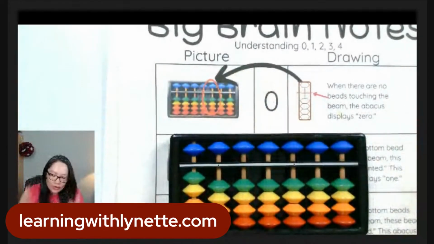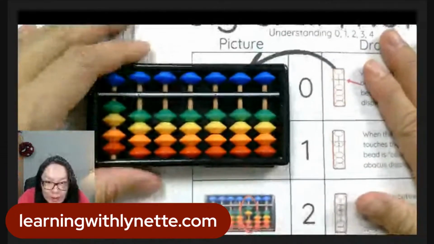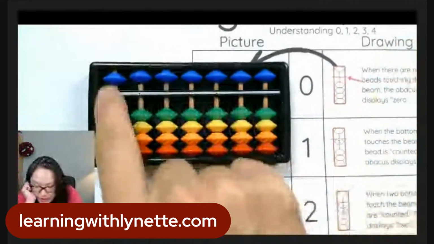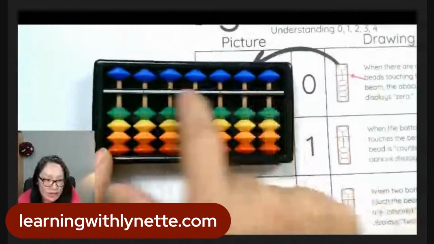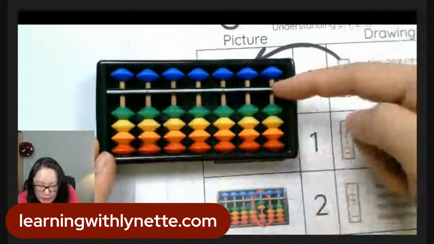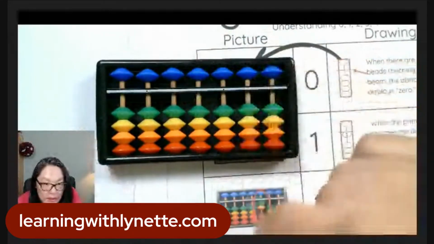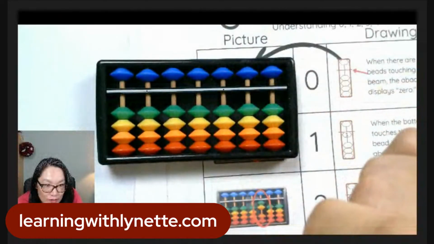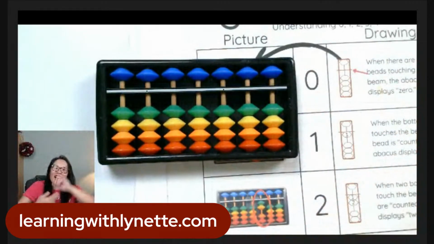This is counting. All we're doing is we're counting and we're learning how to count on the abacus. So we're going to do 0. This is 0. That means when all the beads are not touching this horizontal bar.